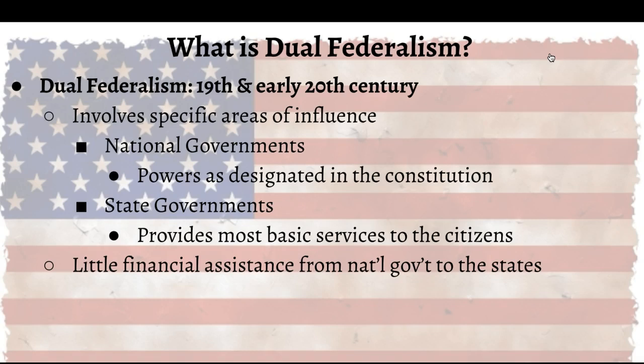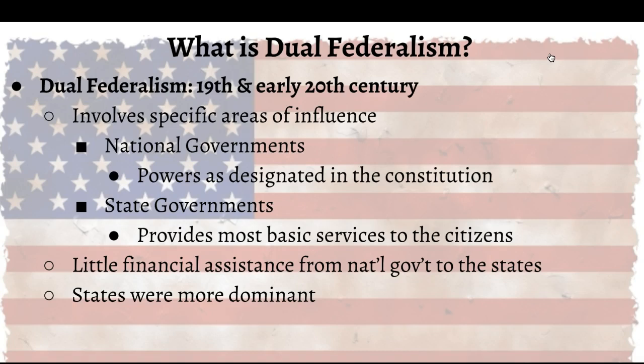Each level, state and national, exercises their own powers in different areas, and so there wasn't really a whole lot of give and take between them regarding funding or anything of that nature. They each had their own jobs to do, and so they sort of carried out these jobs dually, in tandem with one another or concurrently, right? And so under this system, the states are more dominant. They're less reliant upon the national government for money and things like that, and so they're able to provide for their citizens personally.